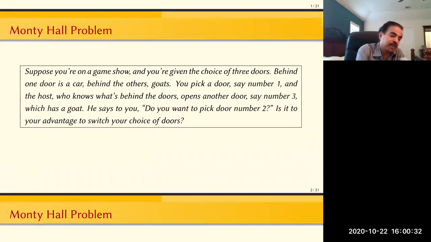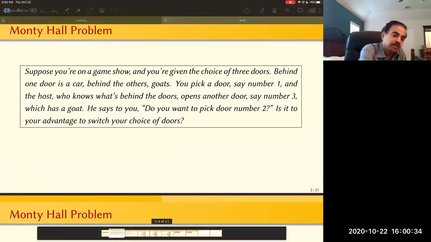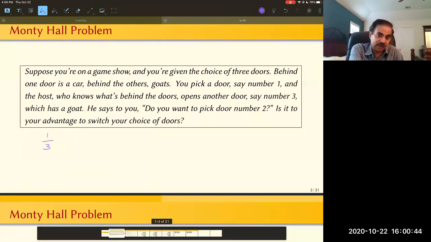So originally your probability seemed like one third, but now that one of the doors has already been eliminated, it seems that there is 1/2. So that seems fairly clear, that the probability has increased. But why is it the case?